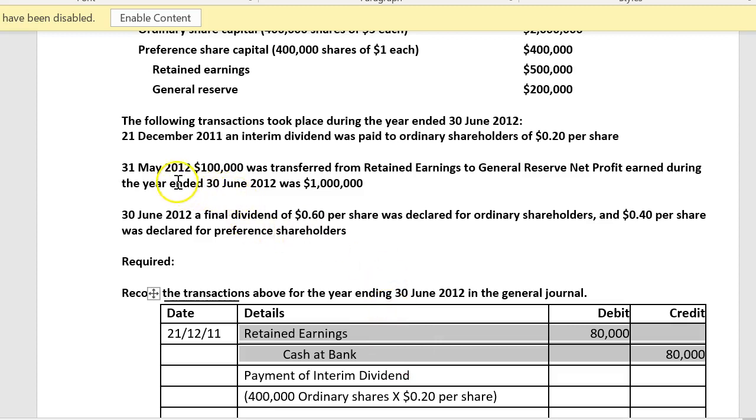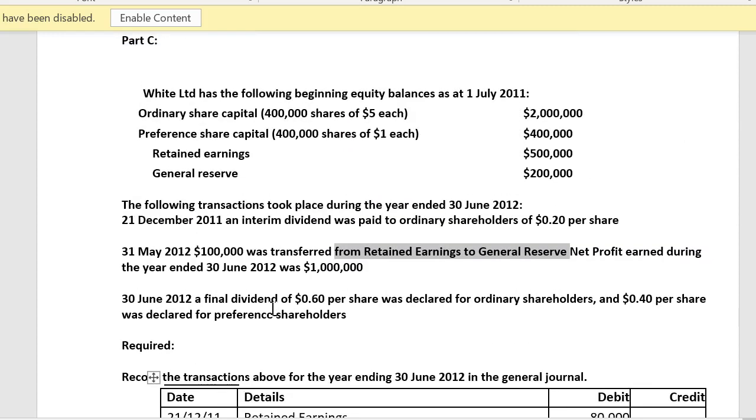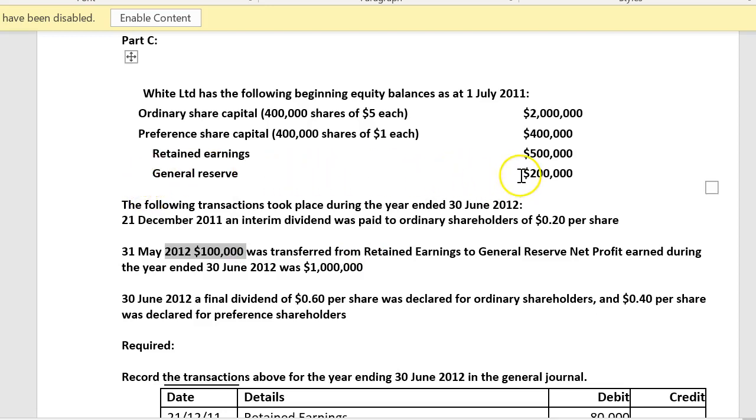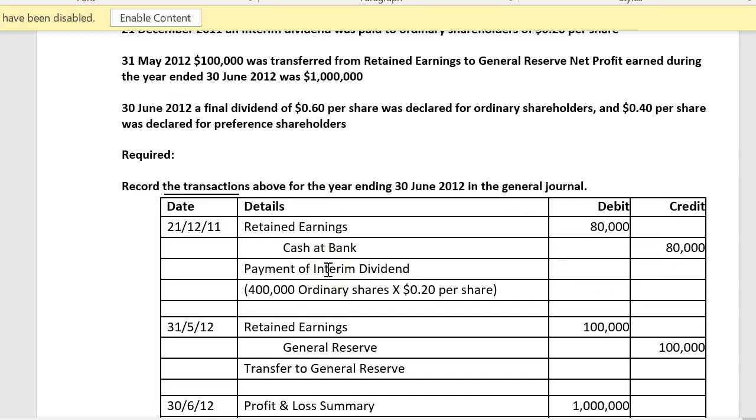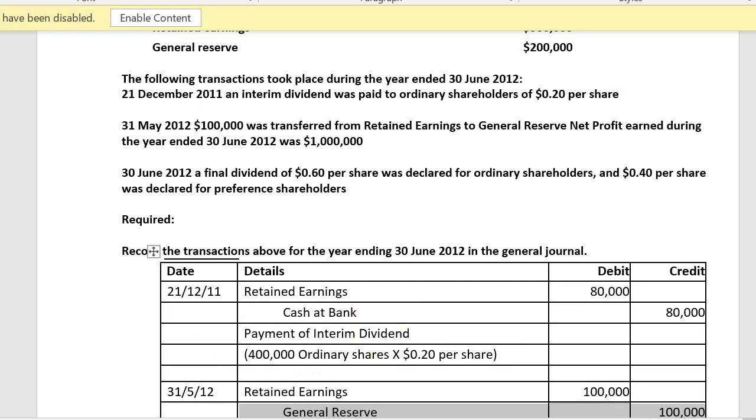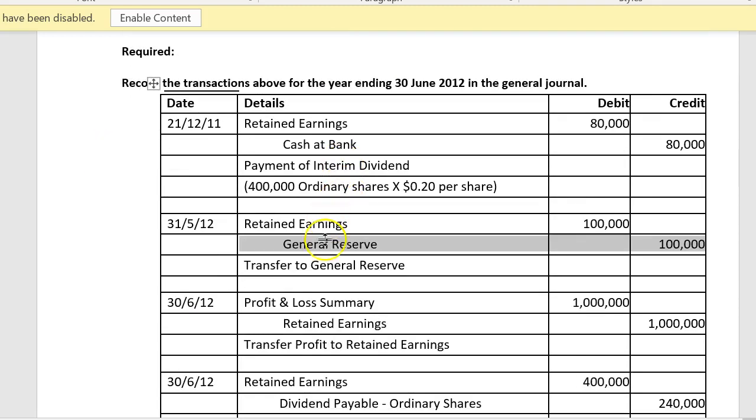Okay, on the 31st of May, they transferred $100,000 from retained earnings to general reserve. Okay, so how do you record that? Now guys, when a transfer is made from one equity account to another, in this case retained earnings balance went down by 100,000, general reserve balance went up by 100,000. So you debit retained earnings and you credit general reserve. Business made a profit of 1 million, which is close to retained earnings, so you record it.